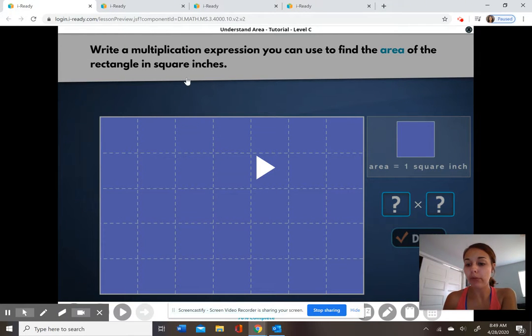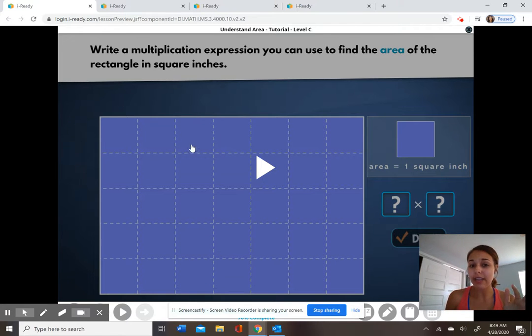That's looking for a multiplication expression that you could use. So I would just count how many across times how many down, or how many up and down times how many across. Multiplication has the commutative property, so it doesn't matter which order that we say it in. 3 times 5 or 5 times 3, they equal the same thing. So in this case, it doesn't matter what order you put it in. It's just looking for those 2 right answers.